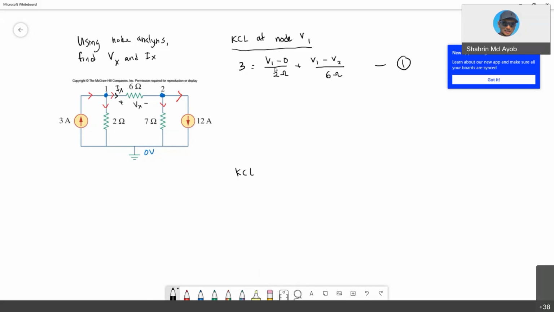KCL next is actually for node 2. KCL at node V2. Okay, so one current goes into, two currents go out. So current into is actually V1 minus V2 over 6 ohm equals to V2 minus 0 over 7 ohm plus 12. So this is your second equation.